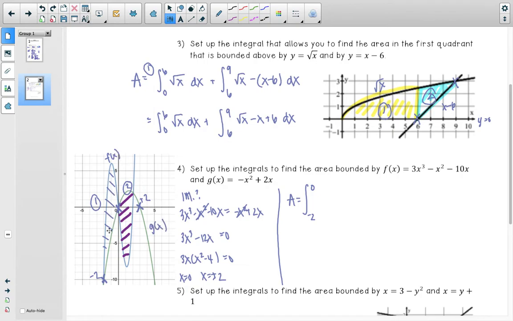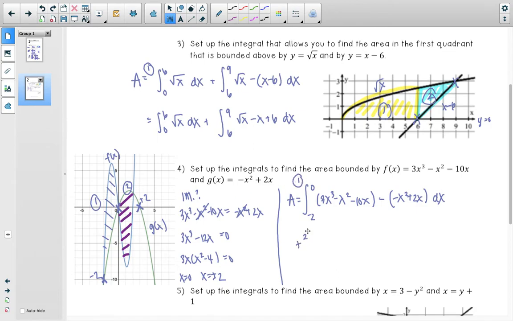So in this group right here, f of x is the upper equation, so you're going to do f of x first. I'm going to put in parentheses 3x cubed minus x squared minus 10x, and you're going to subtract the lower equation, the green line, which is g of x. So that's negative x squared plus 2x dx. That's our first area.